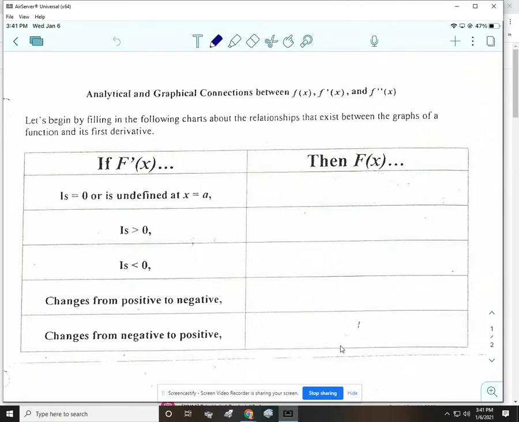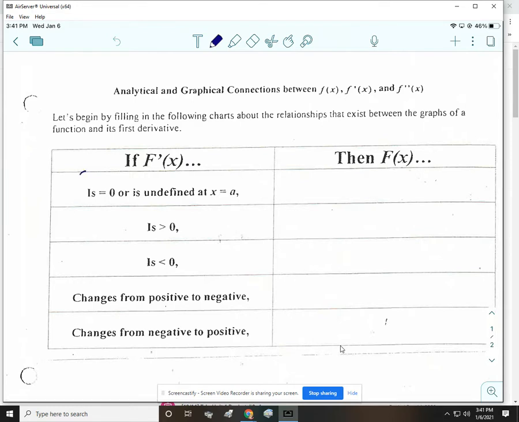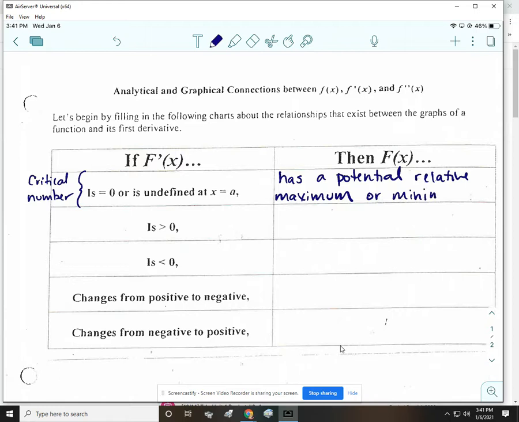So if f prime of x is equal to 0 or undefined, that means that we're talking about a critical number. And a critical number has a potential relative maximum or minimum. All right.